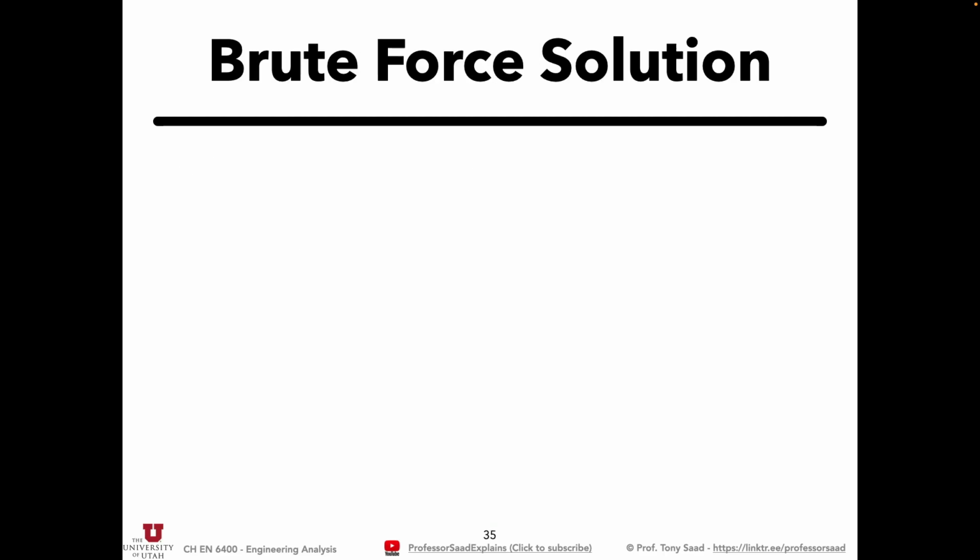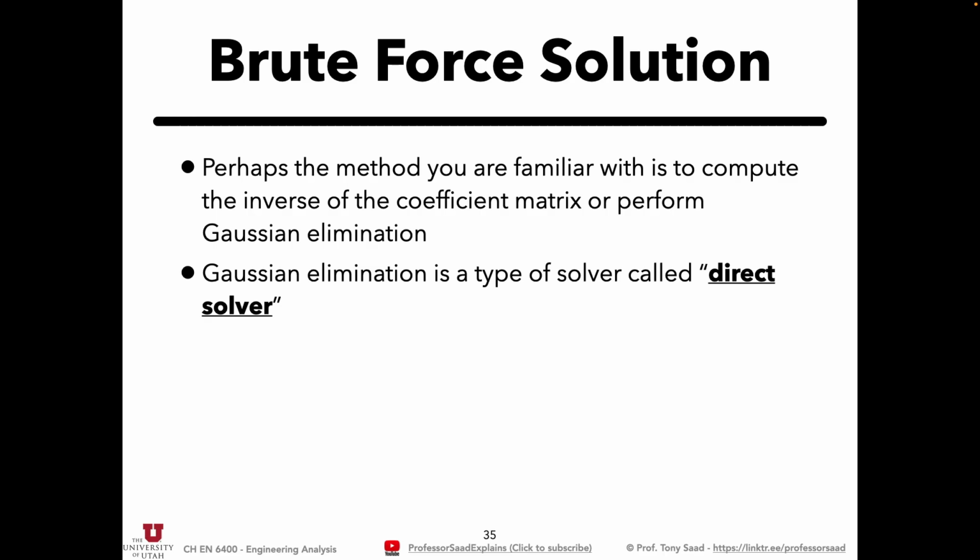All right, so the brute force solution is Gaussian elimination, and we call this a type of direct solver. This directly solves the system of equations. Specifically, what I mean by direct solver is a solver that has no approximation error at all. It solves the system exactly. If you use a direct solver, like Gaussian elimination or finding the inverse, these are exact methods. They'll give you the solution exactly.